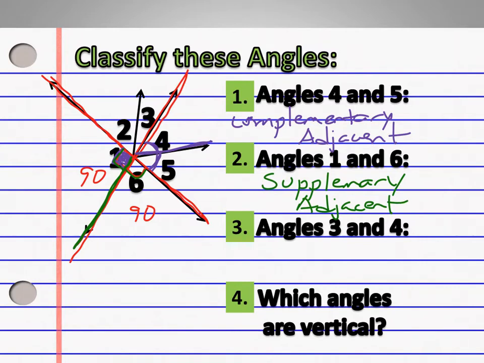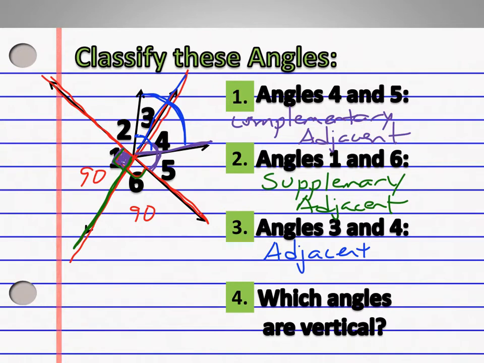Okay, next one, angles 3 and 4. This angle right here. If you were to have a corner of a piece of paper and shove it in there, this angle is not equal to the corner of a piece of paper. It's actually an acute angle. So those are not complementary or supplementary, because they don't add up to 90 or 180. But they do share this side. So these are just adjacent angles. They are not complementary or supplementary. They're just adjacent.